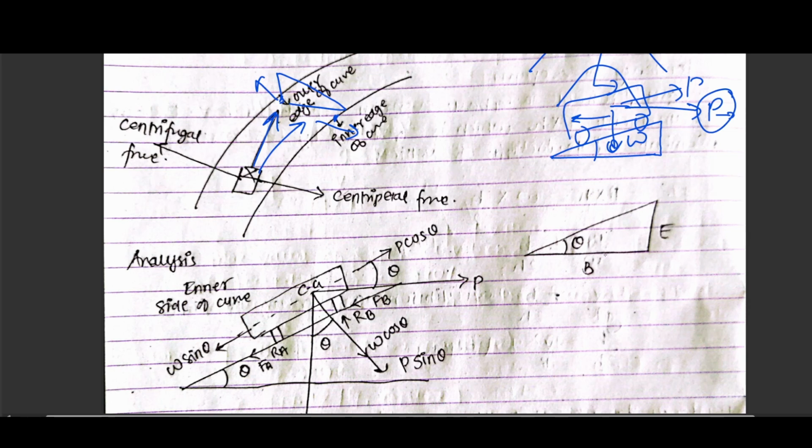And what is super elevation? Super elevation is basically this tan theta. It is a slope. And tan theta will be E by B. What is E? E is the height of the outer edge, B is the width of the pavement. Obviously, we know it.